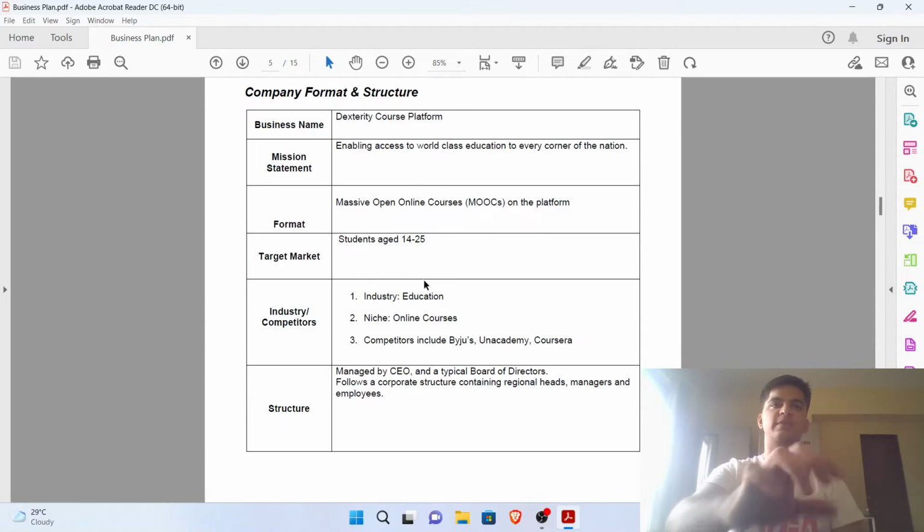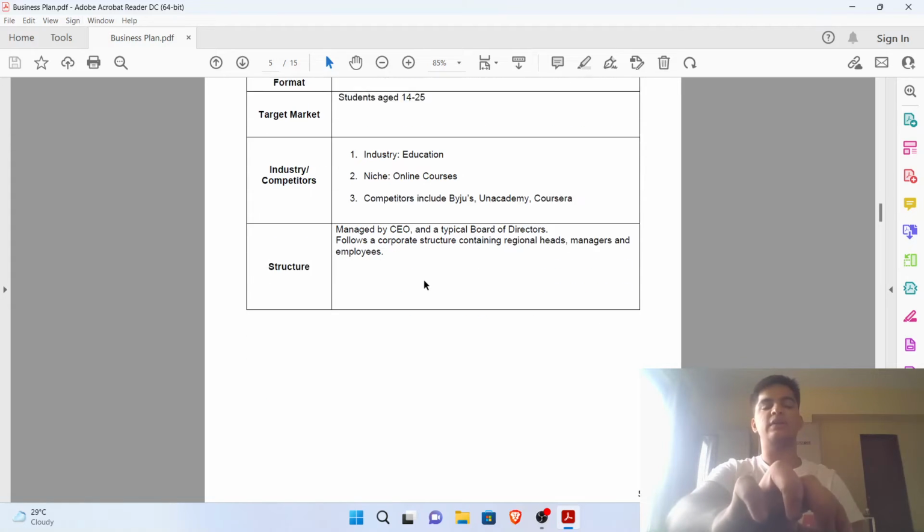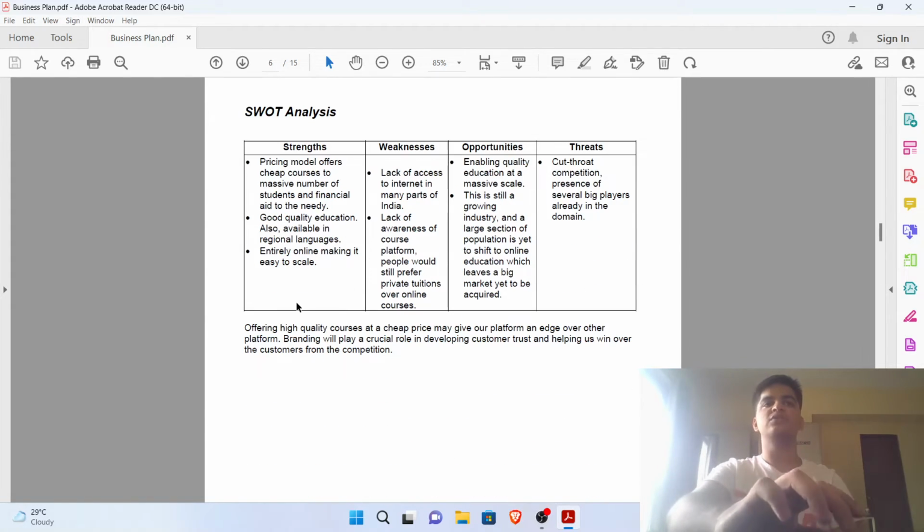So the next up is the company's format and structure, which is very simple. It contains the name of the business, the mission statement, the format, the target market, the competitors and the industry, and the company structure. The SWOT analysis, like I discussed earlier, contains the strengths, weaknesses, opportunities, and threats. So our strengths are that the pricing model is cheap, so it will bring the students to us, and the quality of education is good, and the program is online, so it is very easy to scale, which enables us to reach the corners of India, and not just the country, even the world is in scope for the platform.